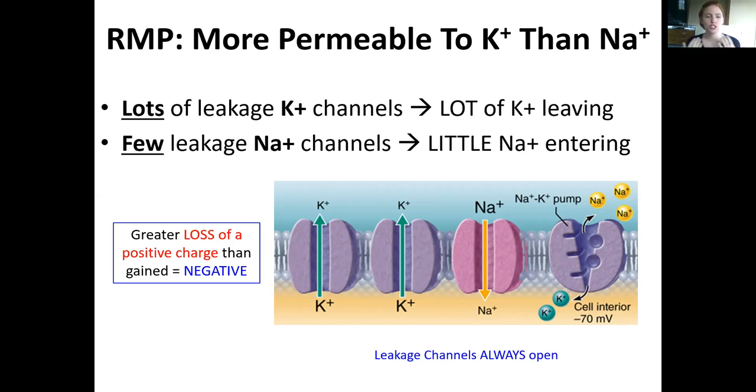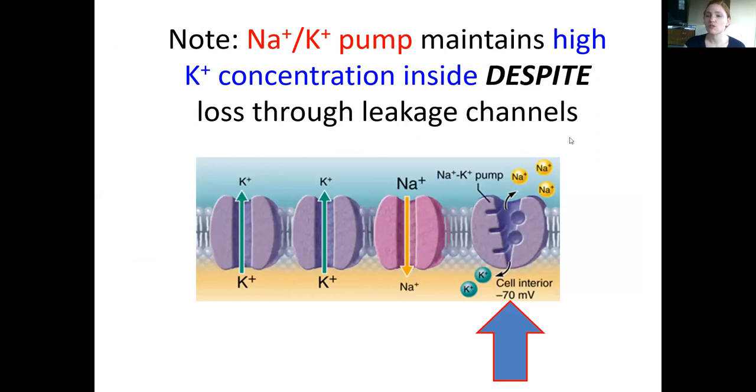Now, some of you might say, if you have those leakage channels and the potassium is leaking out, what good is the sodium potassium pump? The sodium potassium pump is very effective at creating those steep concentration gradients. So even though you're losing some of your potassium and gaining some sodium using the leakage channels, you are still doing enough with the sodium potassium pumps to maintain those very steep concentration gradients. Remember, those steep concentration gradients are going to be used later when you do action potentials.